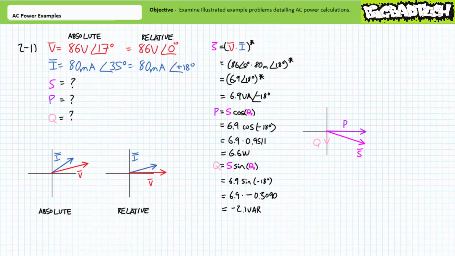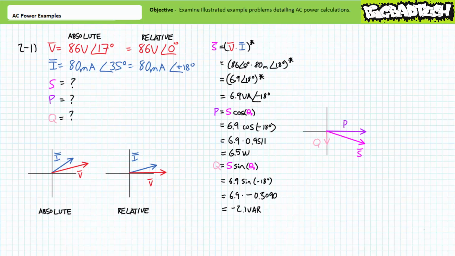Given current appears to lead voltage, we're most likely dealing with a slightly capacitive impedance, and as such, we should expect our resultant real power to be less than our apparent power magnitude and our reactive power to be negative. Let's see if this is the case. Apparent power is the complex conjugate of voltage times current. Substituting in our given values, we find apparent power to be roughly 6.9 volt amperes at an angle of negative 18 degrees.